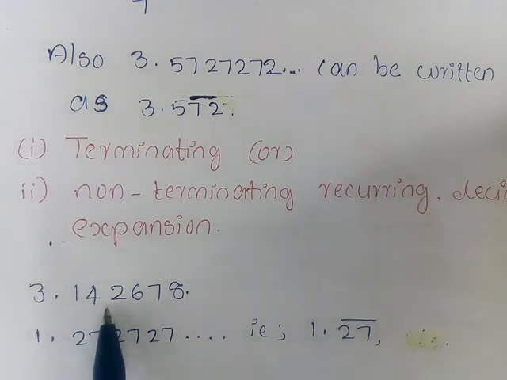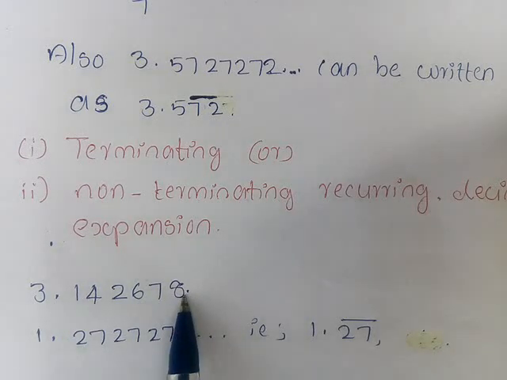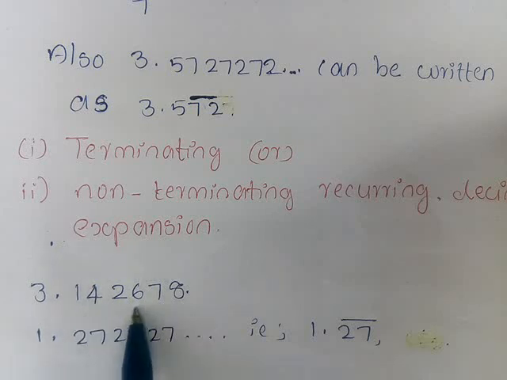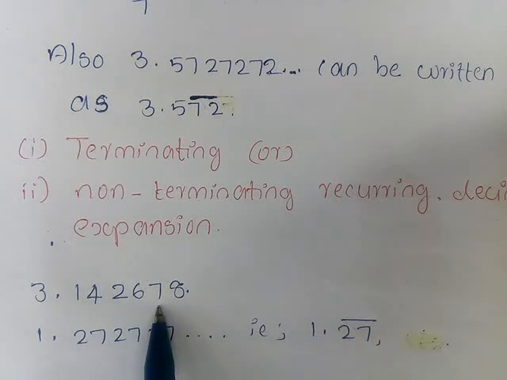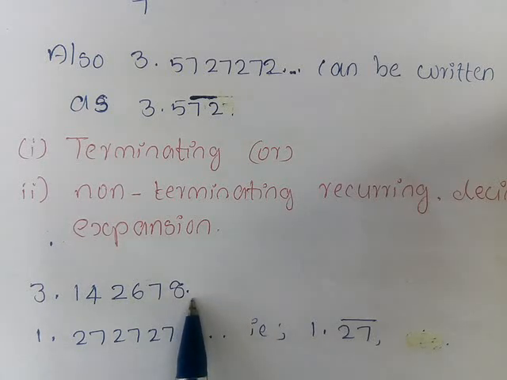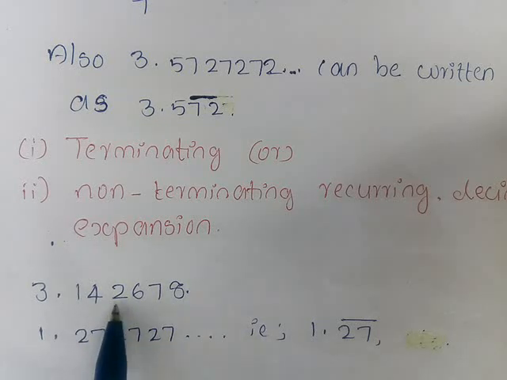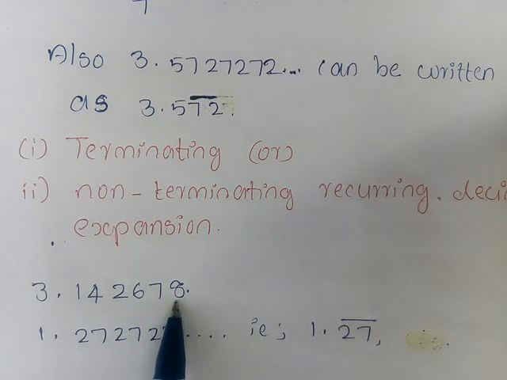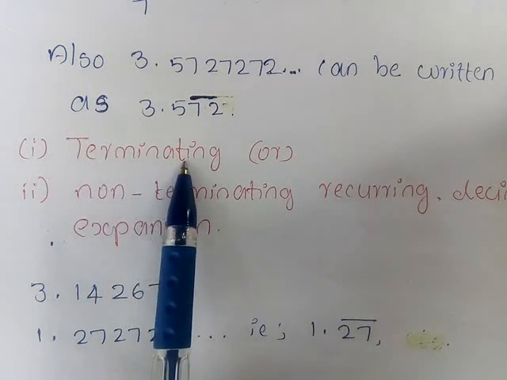Yes, 3.142678 is a rational number because in this expansion no digits are repeating and there is no bar over any digit. Also, the expansion doesn't have any dots. Dots indicate the expansion is not completed. So 3.142678 is a rational number and the decimal expansion is a terminating decimal expansion.